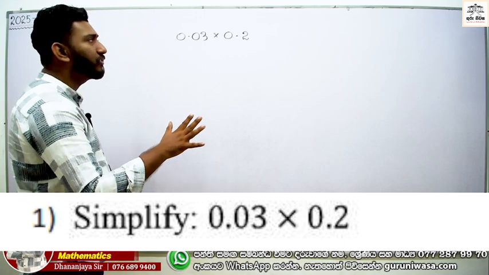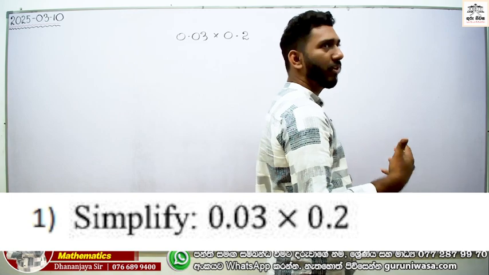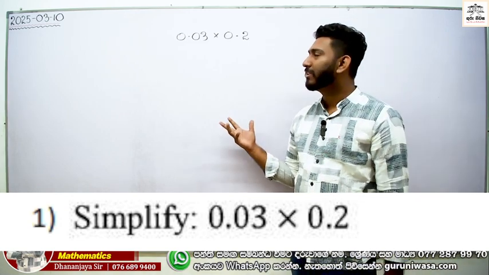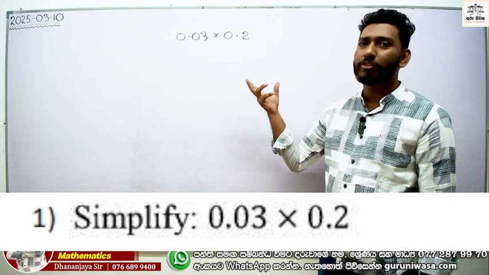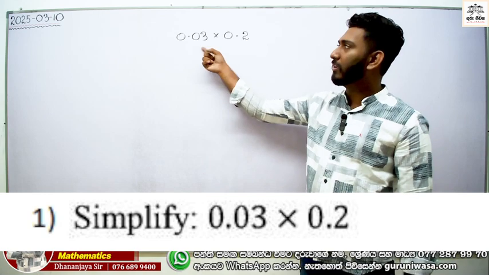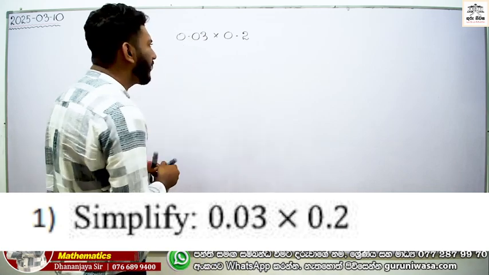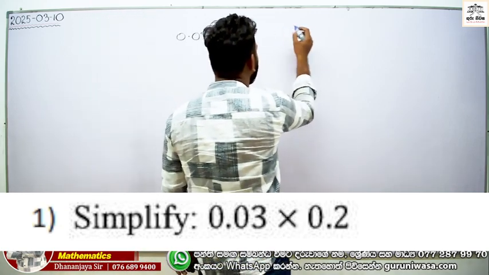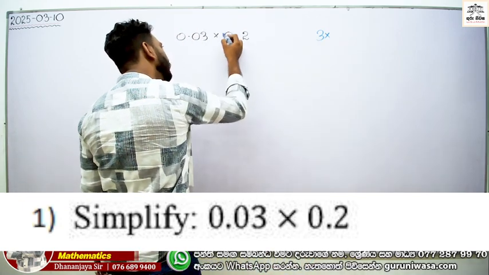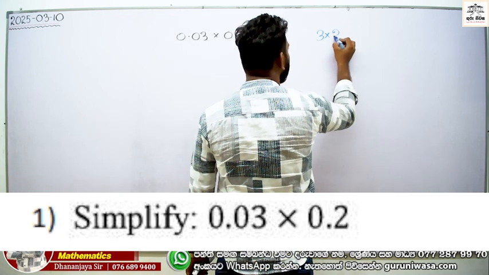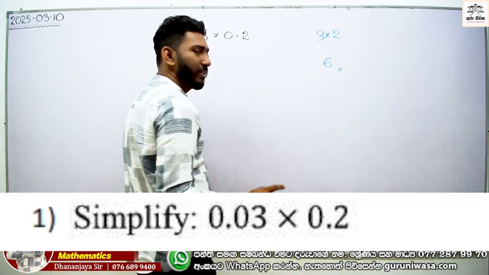This is the theory part. In decimal number multiplication, the theory part is you need to remove the decimal point. Without the decimal place, what is the number? This number becomes a 3. Now, without the decimal place, this number becomes a 2. Now, you know 3 times 2 becomes 6.